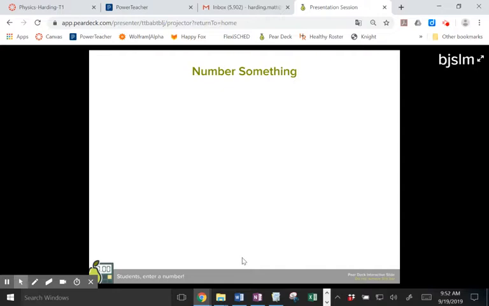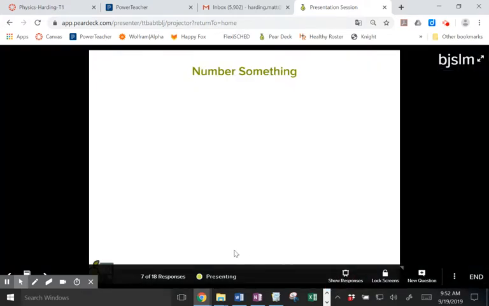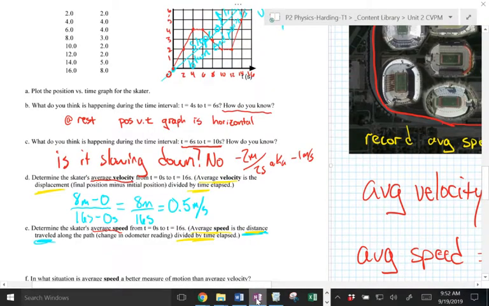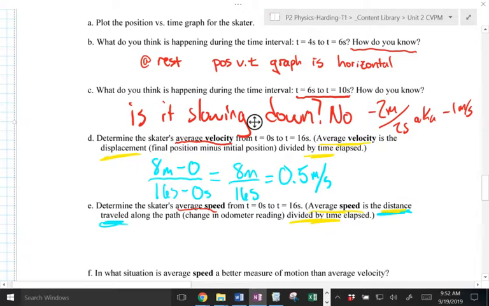All right. Hopefully you're throwing a number in here for me. Hey, I've only heard from 7 folks on the average speed thing, so get in there if you would, please. What is the skater's average speed from 0 to 16 seconds? We're talking the distance traveled, so the Fitbit reading, divided by the time.